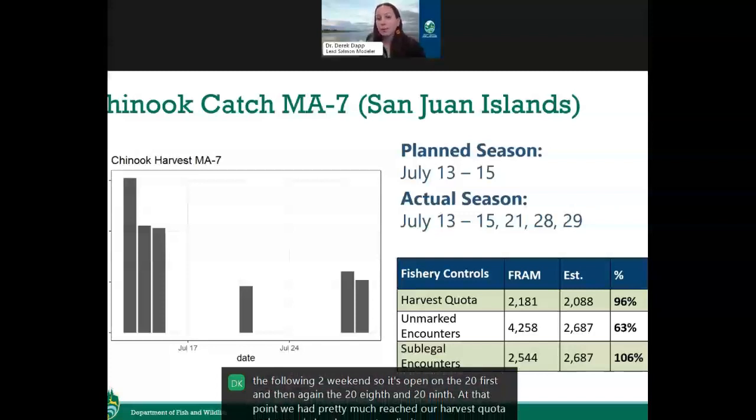You can see in this table here the fishery controls that existed for this fishery. And you could see that we hit 96% of our harvest quota for this fishery and went just over our sublegal encounters, 106% for this fishery by the time that it closed down on the 29th.